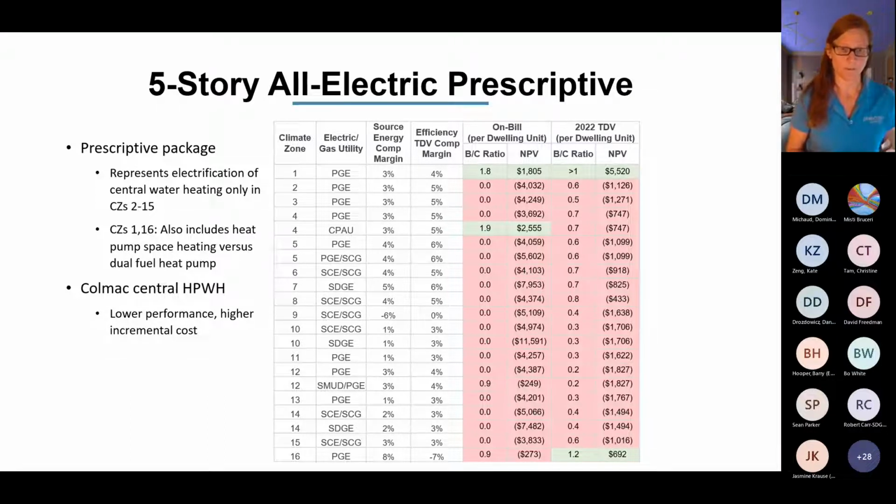In climate zone 9, it's a source energy deficit, and the magnitude is really small, and we want to look and see how that changes. The compliance margins change with the new software, but we're looking into it. We don't think it's a big deal in terms of being able to overcome that from a compliance standpoint.